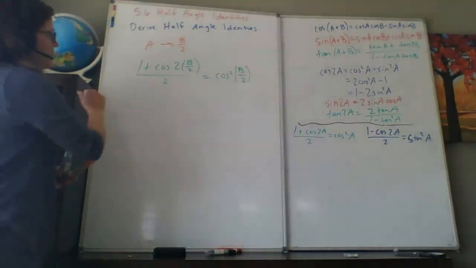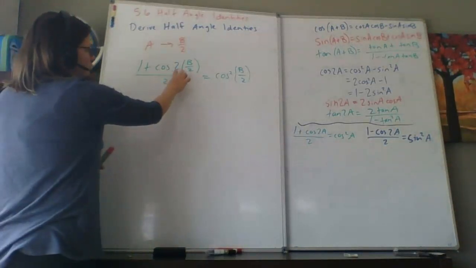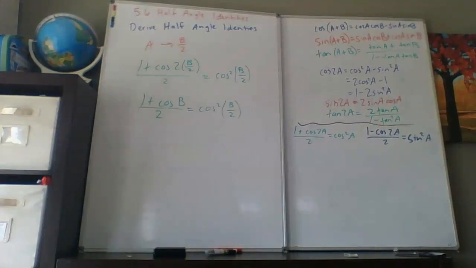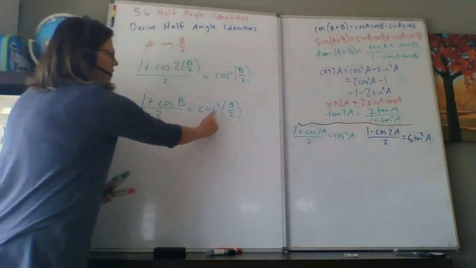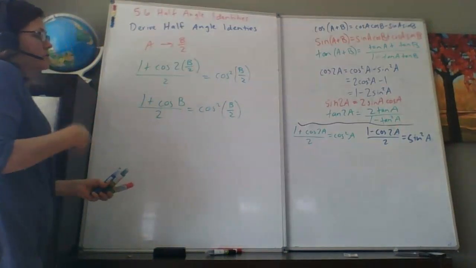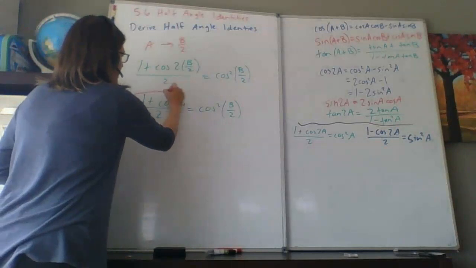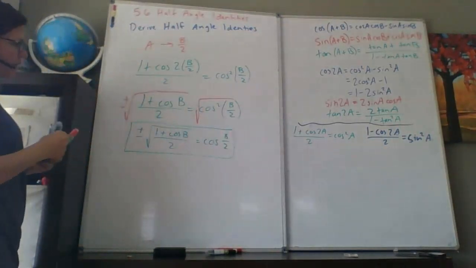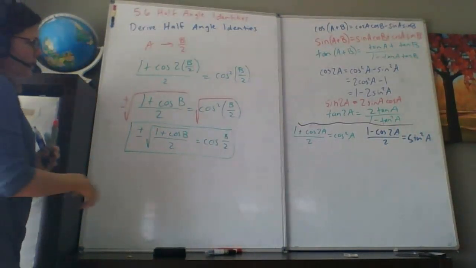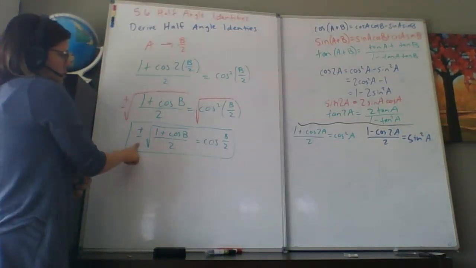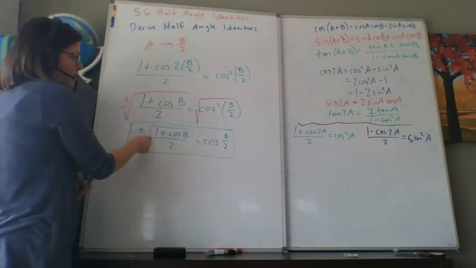So we can simplify the 2 times b over 2. The 2's actually cancel. So we get 1 plus cosine of b all over 2 equals cosine squared of b over 2. Now we're trying to solve for this cosine of b over 2 because we want our half angles solved for. So we're going to take the square root of both sides, but don't forget the plus or minus. This is our half-angle identity for cosine, where we get cosine of b over 2 is plus or minus the square root of 1 plus cosine b all over 2.